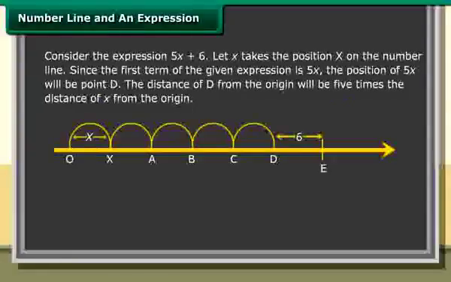Consider the expression 5x plus 6. Let x take the position x on the number line. Since the first term of the given expression is 5x, the position of 5x will be point D. The distance of D from the origin will be 5 times the distance of x from the origin.